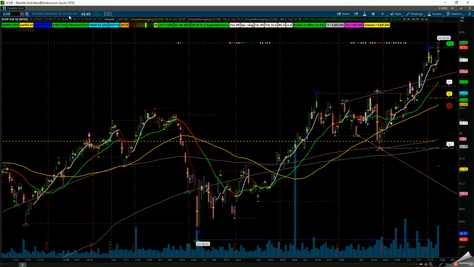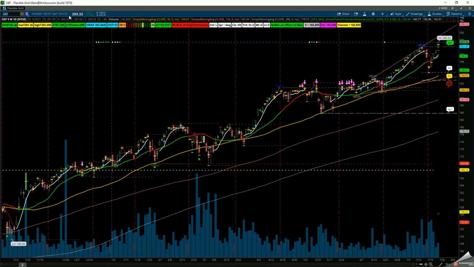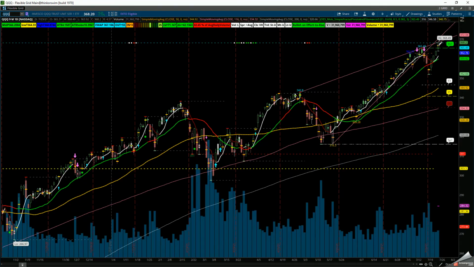So let's try to take a look at, I believe it's OEF. This is the iShares Trust for the S&P 100. As you can see, we are in an uptrend, and we created an annual high on the S&P 100, similar to the QQQ, which is the NASDAQ 100 that we went over earlier. So keep an open mind on these different sectors.